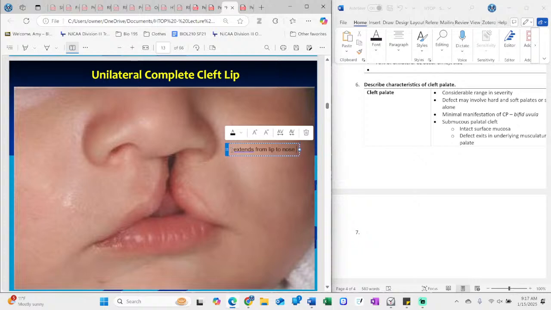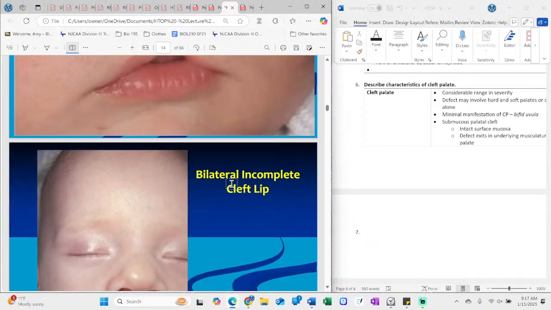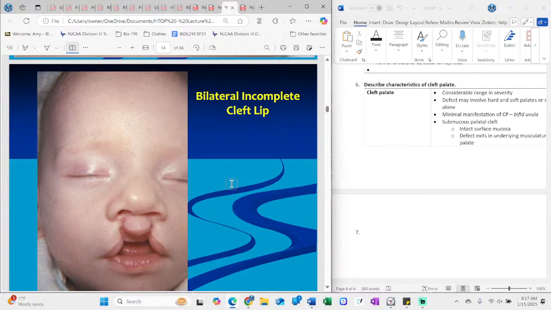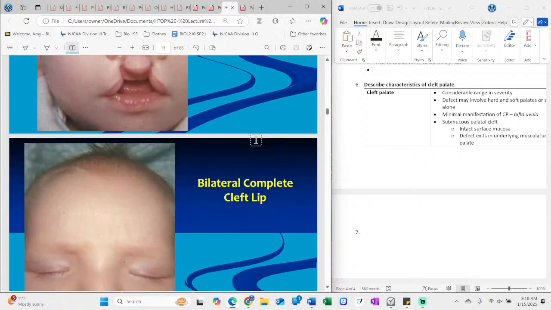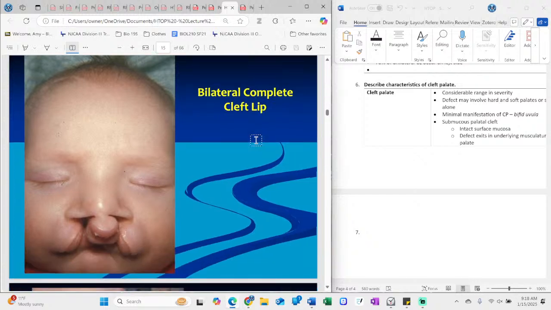So what kind of clefting is this? Bilateral, complete or incomplete? Incomplete cleft lip. Bilateral, incomplete cleft lip. Bilateral, complete cleft lip. So this is extending to the nasal area, to the nasal septum, to the nostrils. This is a complete cleft lip. And the third, the most subtle one I showed you on the first slide, that's the microform cleft lip.